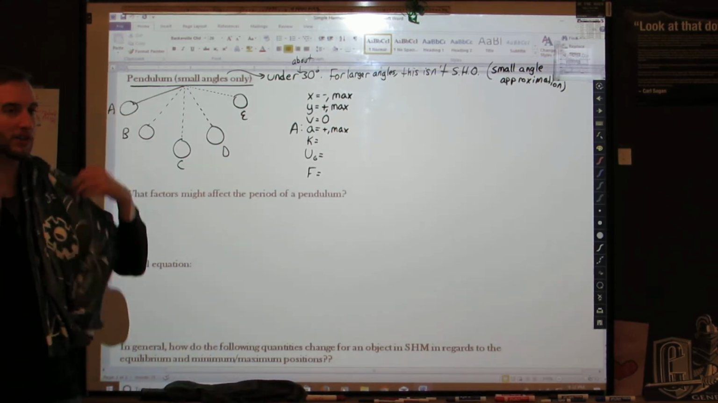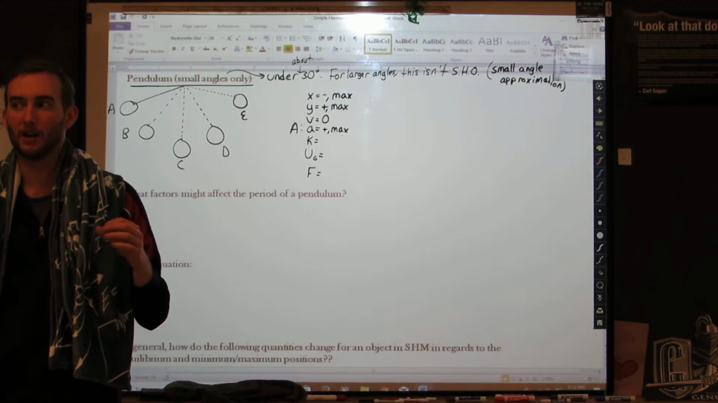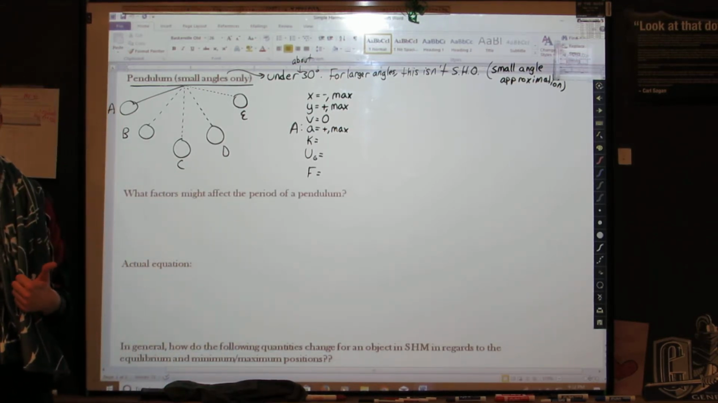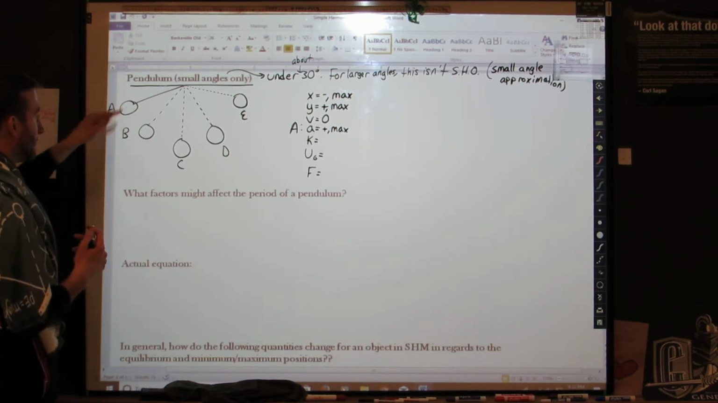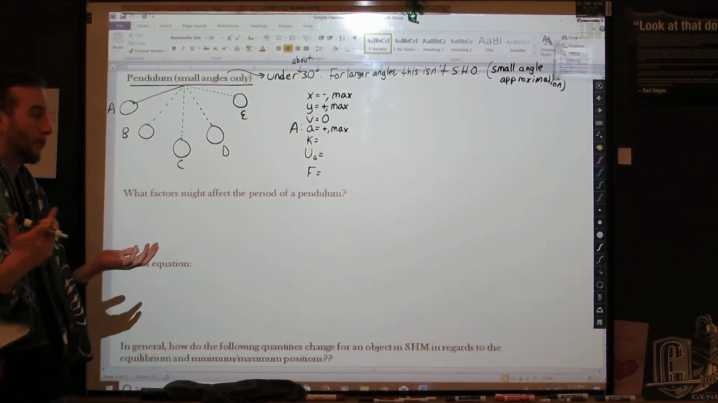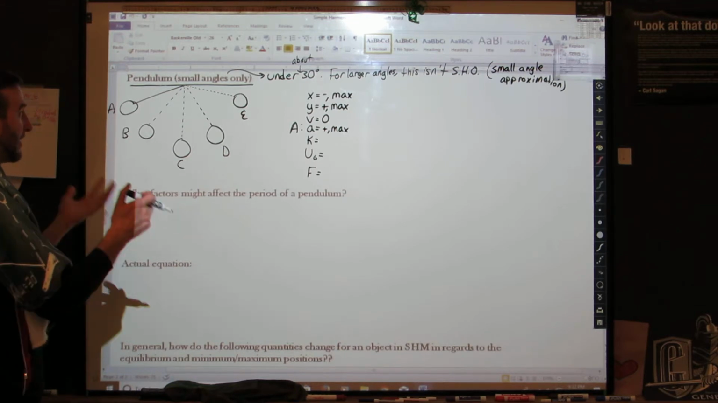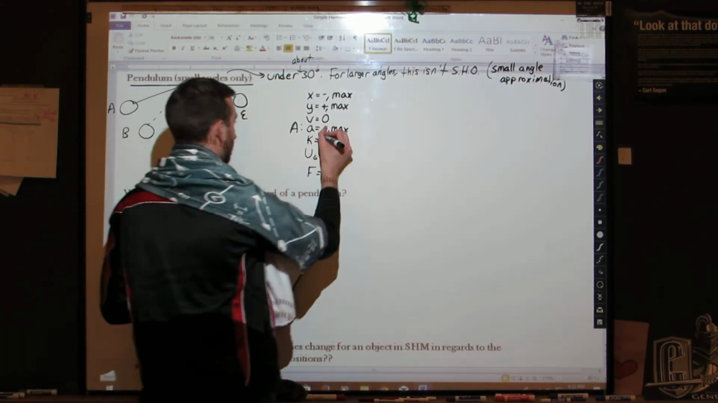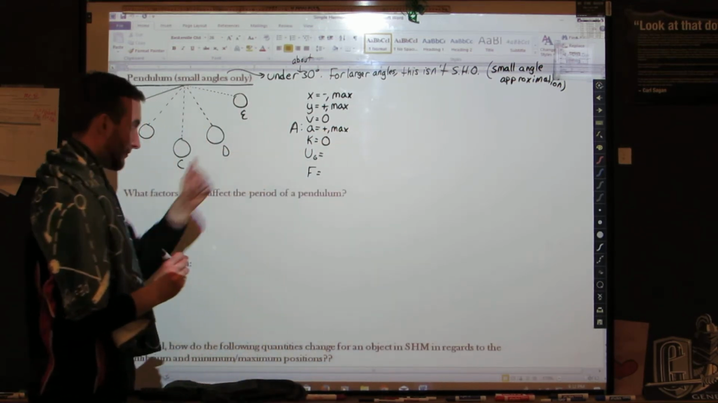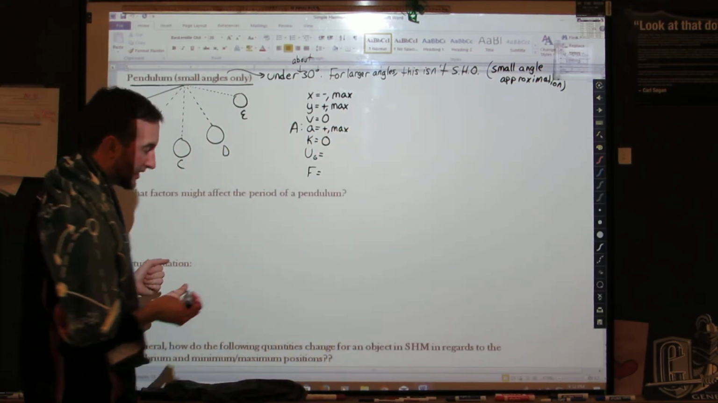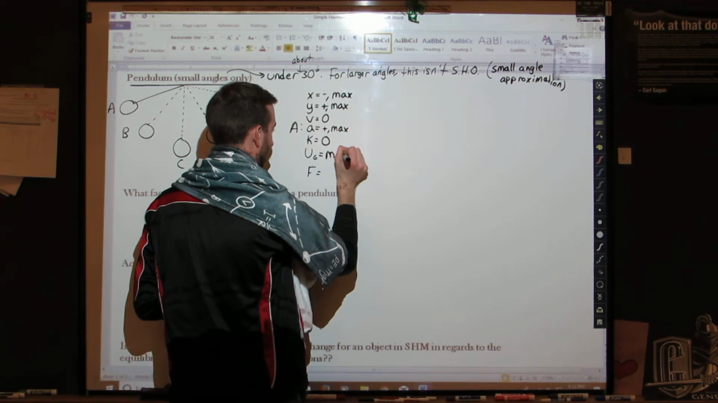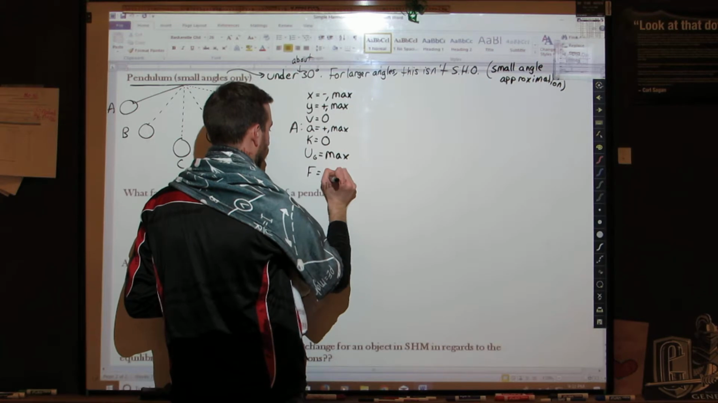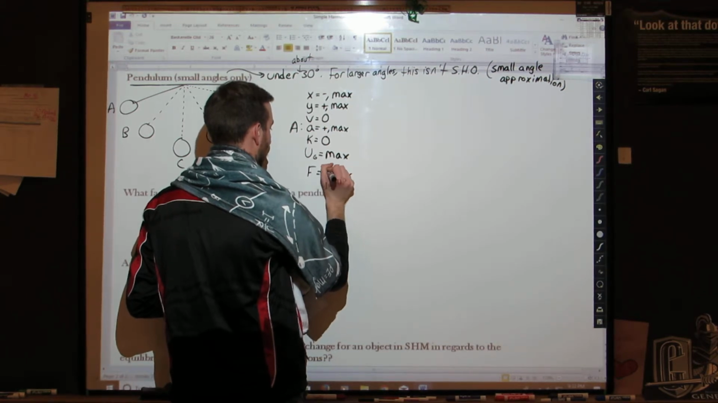If you remember what force causes the simple harmonic motion, or drives the oscillation here, it is a component of the force of gravity. The component is very big at point A, right here. So we have a very big force, okay? Therefore we have a very big acceleration. The kinetic energy is 0. Gravitational potential energy is at a maximum. And we'll say that the restoring force is also positive and at a maximum. It's in the positive direction.